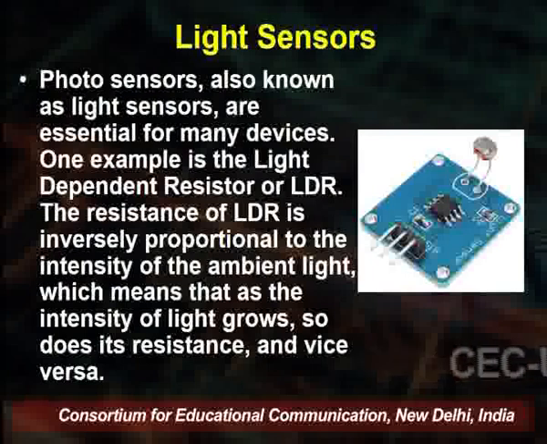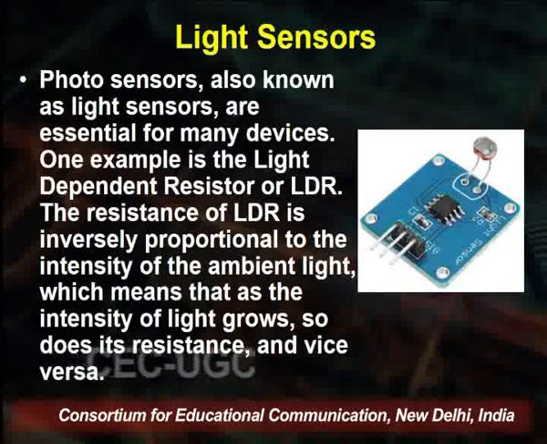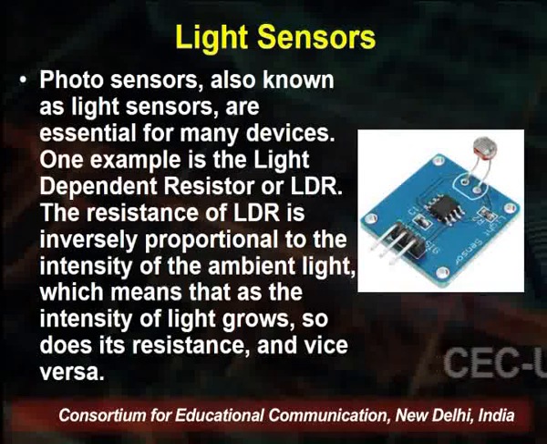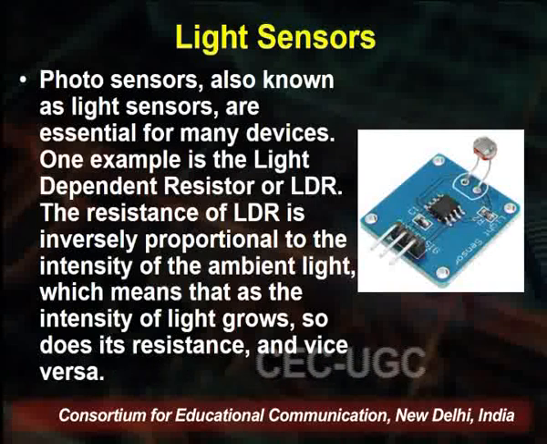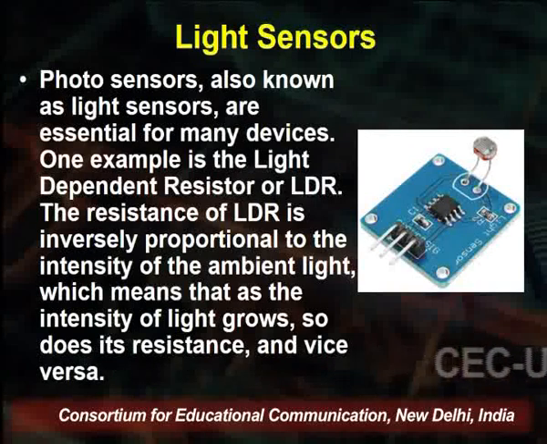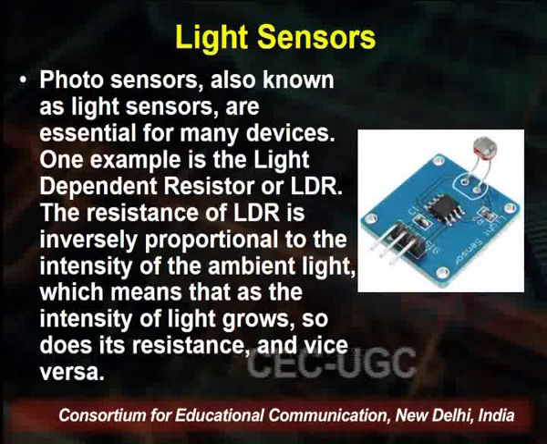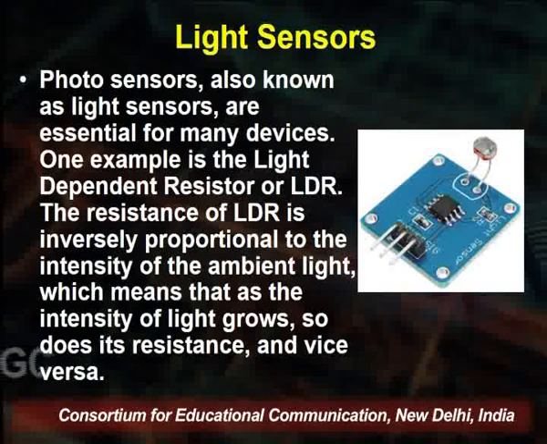Next is the light sensors. A light sensor, which is also known as a photon sensor, will detect the light that falls upon it. So the photon sensors or light sensors are essential for many devices. One example of a light sensor is a light dependent resistor, that is an LDR. The resistance of an LDR is inversely proportional to the intensity of the ambient light, which means that as the intensity of the light grows, its resistance falls, and vice versa.